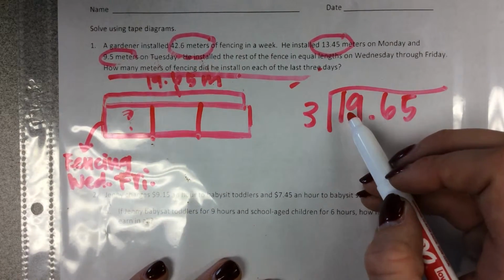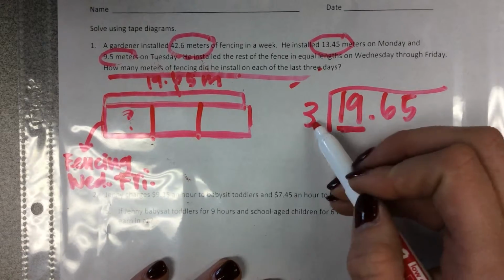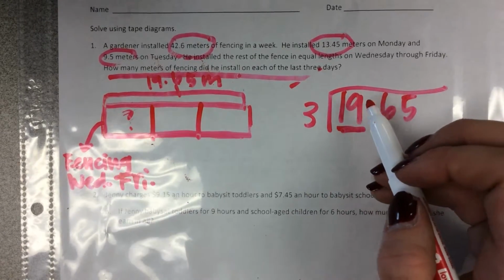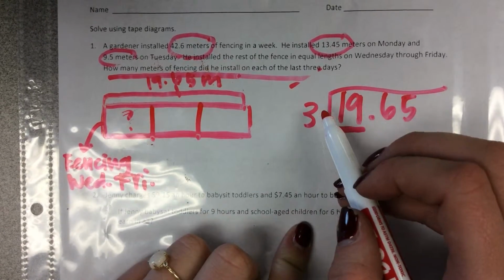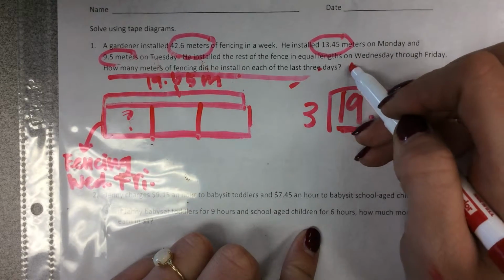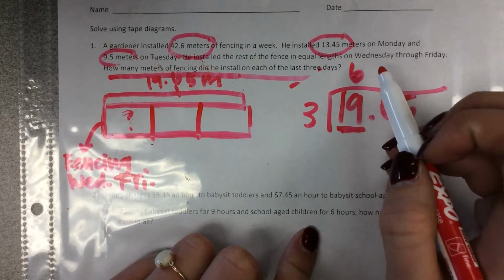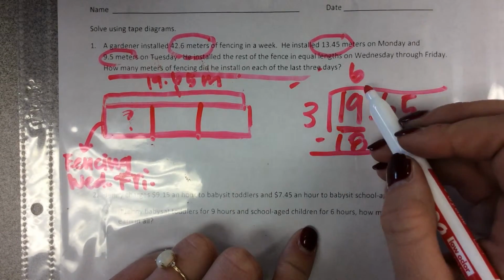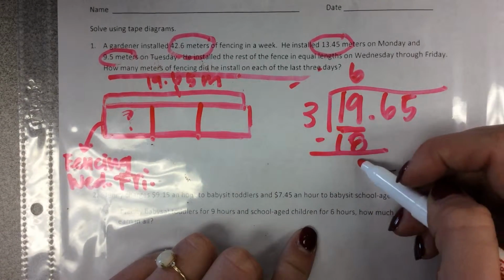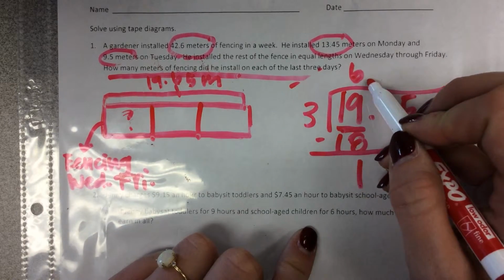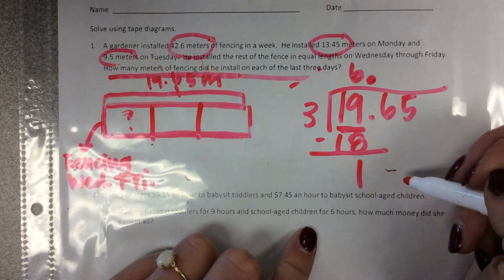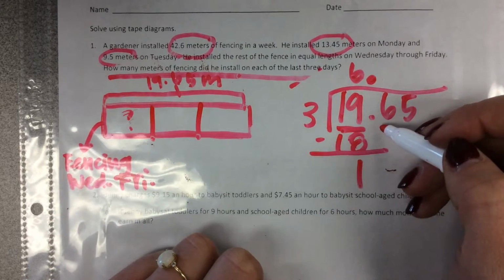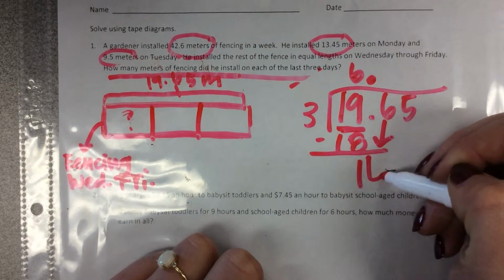Can 3 go into 1? Nope. So look next door. Can 3 go into 19? Yes. Let's see, what do we know? 6 times 3 is 18, so that's probably as high as we can go. So let's put that 6 right above the 9. 6 times 3 is 18. Now we subtract. 19 minus 18 is 1. I'm going to go ahead and move my decimal up so I don't forget it. All right, the last step is to bring down. So we bring down our 6.